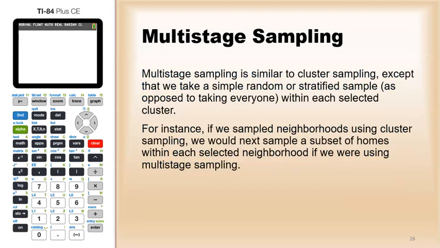Okay. One note, with cluster sampling, you pick groups and then you take everyone in those groups. Multi-stage sampling is like cluster, except you have a second layer of random sampling. So multi-stage sampling is similar to cluster sampling, except you randomly choose groups and then you do a random sample within each of those groups. For instance, if we sampled neighborhoods using cluster sampling, we would next sample a subset of homes within each selected neighborhood if we're using multi-stage sampling.